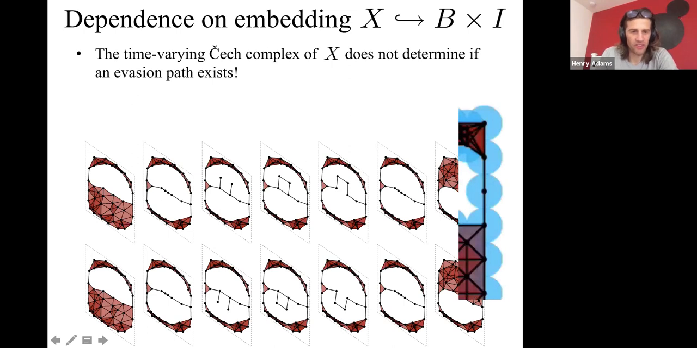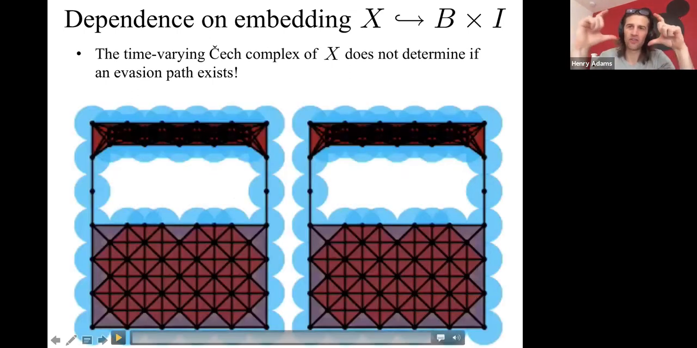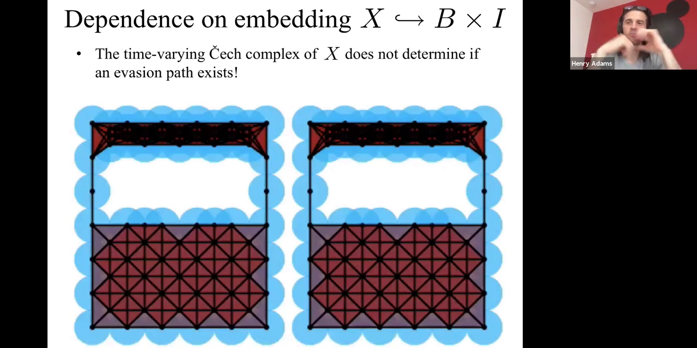Okay, I like watching the videos for this. So we're going to have two videos, same connectivity data measured at each point in time. The left video is going to have an evasion path, and the right video will not.